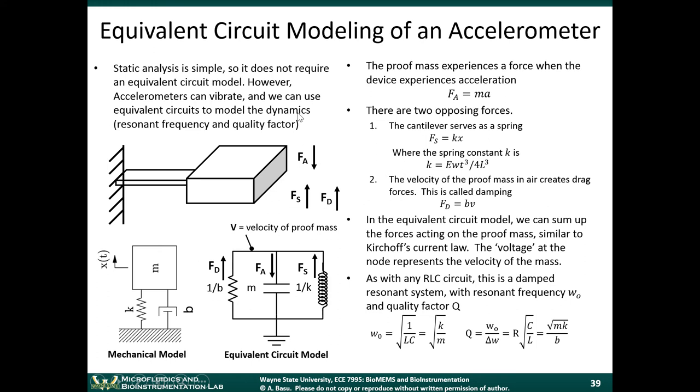We saw that in the previous slide. This is the mechanical model over here. So we have the mass, and then we have the spring constant, and then we have the dashpot here. The proof mass experiences a force when the device experiences acceleration. Force is equal to ma. There's two opposing forces. The cantilever serves as a spring, so the spring force is equal to kx, and the spring constant we can calculate. And the velocity of the proof mass in the air creates drag forces, and this is called damping. Fd is equal to b times v, where b is the damping coefficient. So the question is, how can we model this using a circuit? This is an equivalent circuit model.